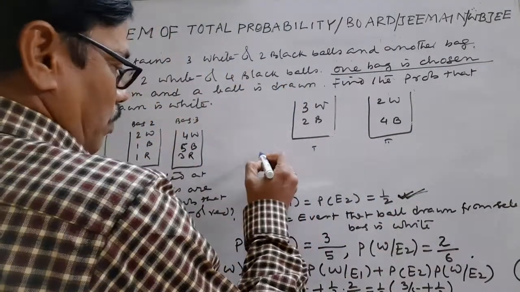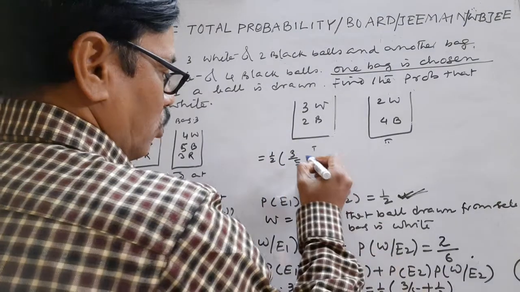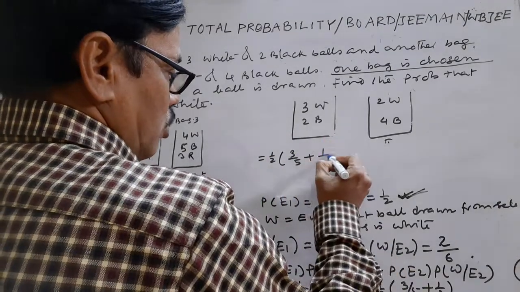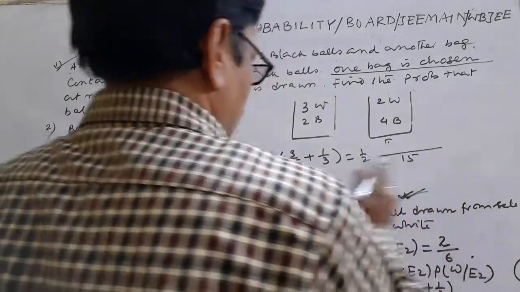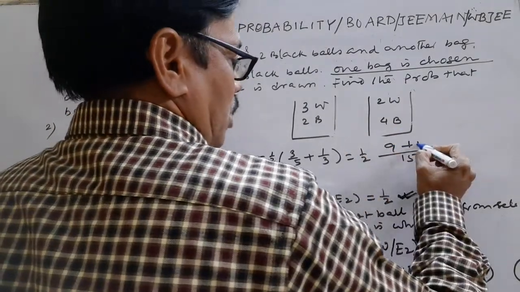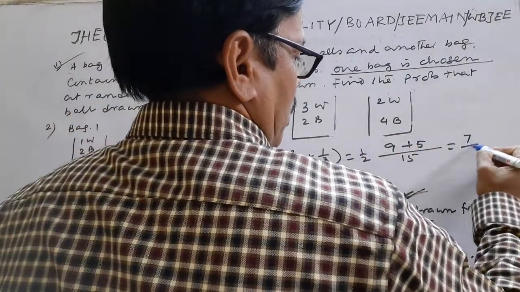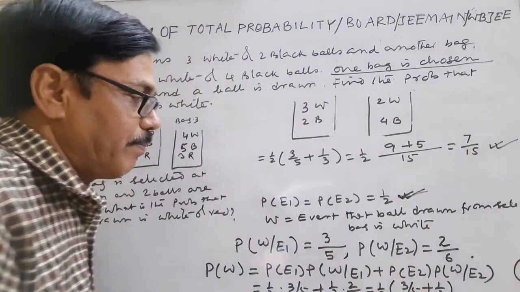So, half common. 3 by 5 plus 1 by 3. 2 by 6, this is 1 by 3. So, half into 15 LCM. So, 9 plus 5, 14. So, 7 by 15.